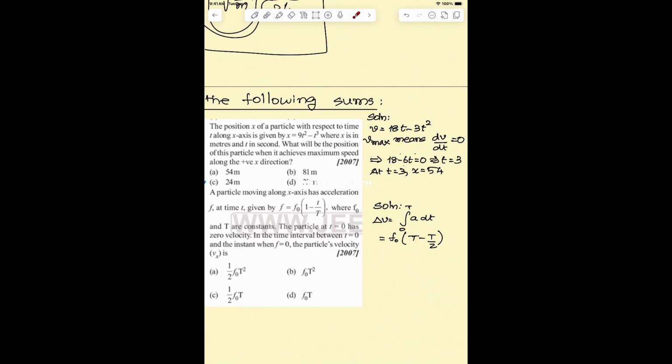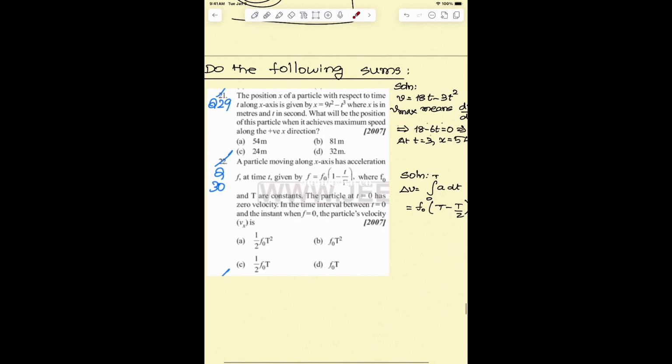Okay, just go through this solution briefly. Now, the displacement function is given. Differentiate to get the velocity function. It says v should be max, which means dv by dt should be equal to 0. Differentiate it, find out the time value, and put it back because they want the x position.